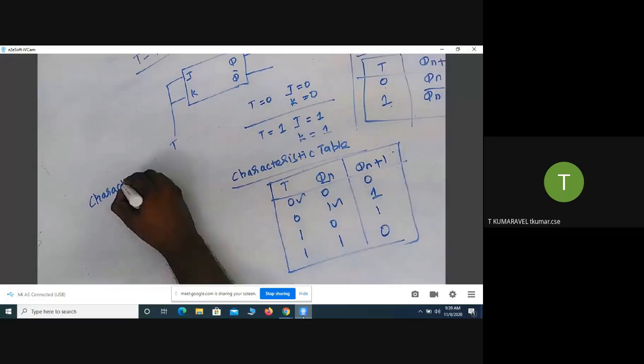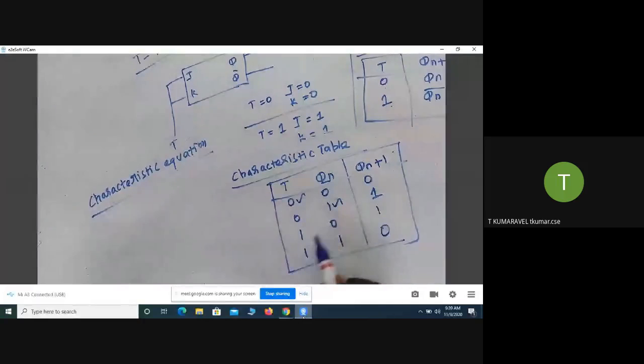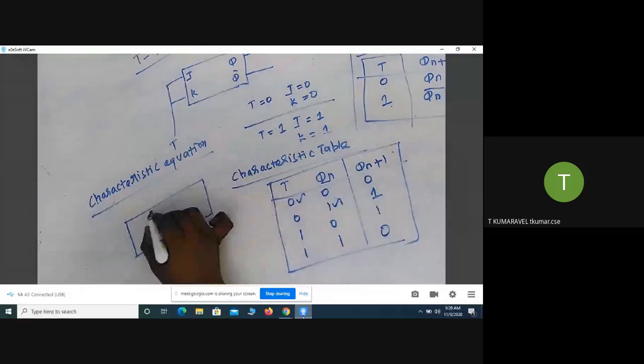Characteristic equation. How do you form the Boolean expression? Okay, look at that characteristic table. How many variables are available? 2 variables are available. So in order to form the Boolean expression, which type of map is required? A 2 variable map is required.